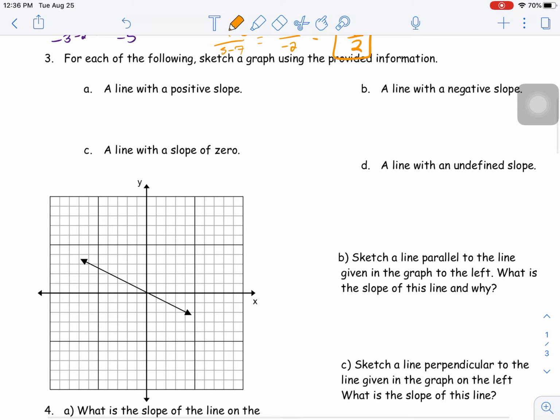Next part, it says for each of the following, sketch a graph using the provided information. So it says it wants a line with a positive slope. Well, I'm going to make my line orange. Okay, so a line with a positive slope is just one that is going up from left to right. Okay, so we can say that. So it goes up from left to right. So then a positive slope could be something that looks like this.